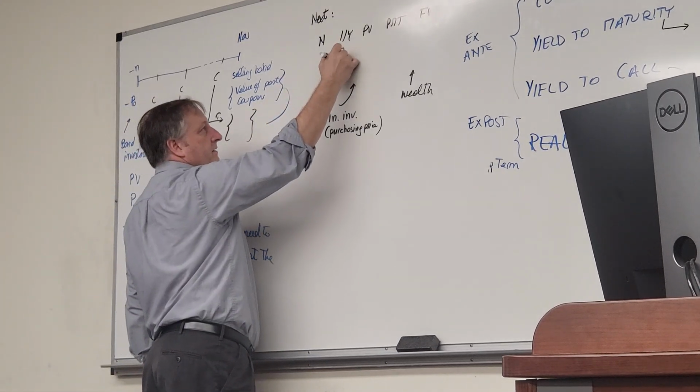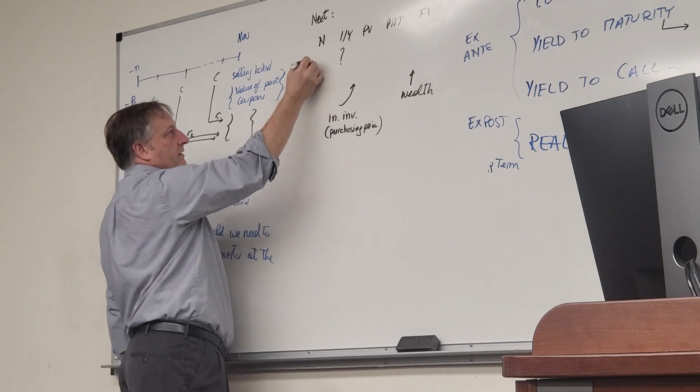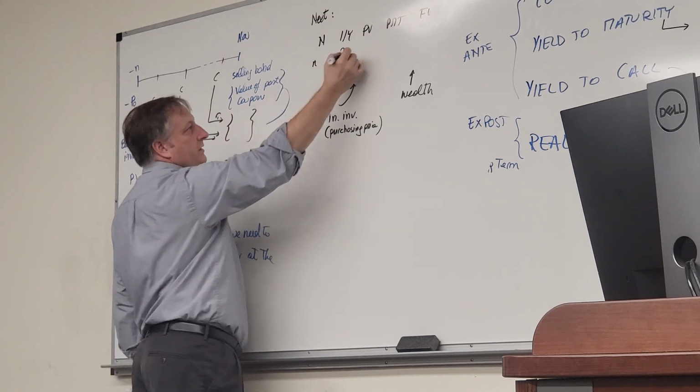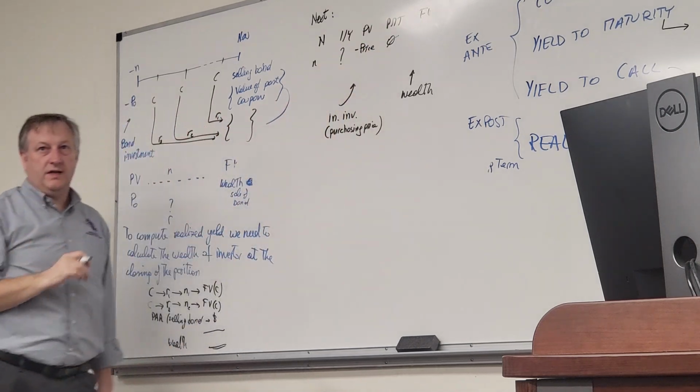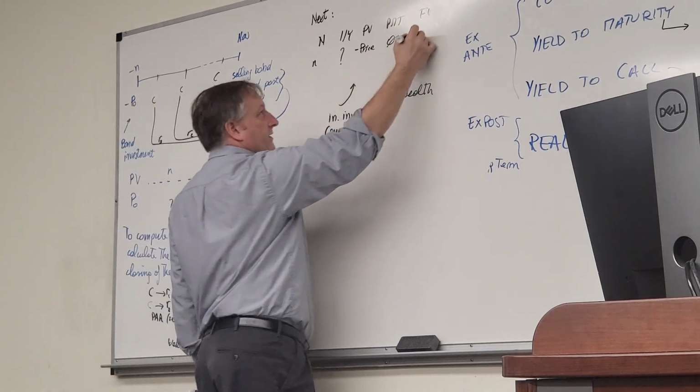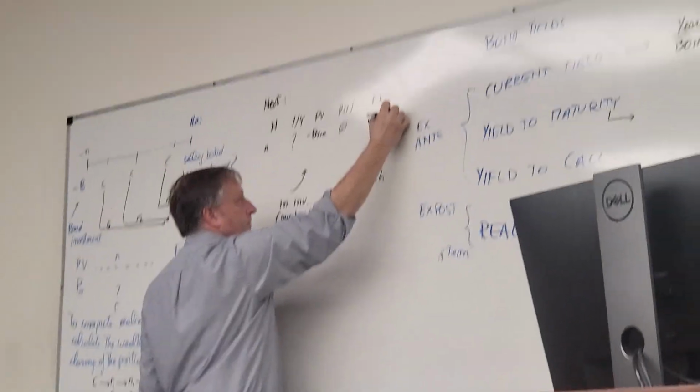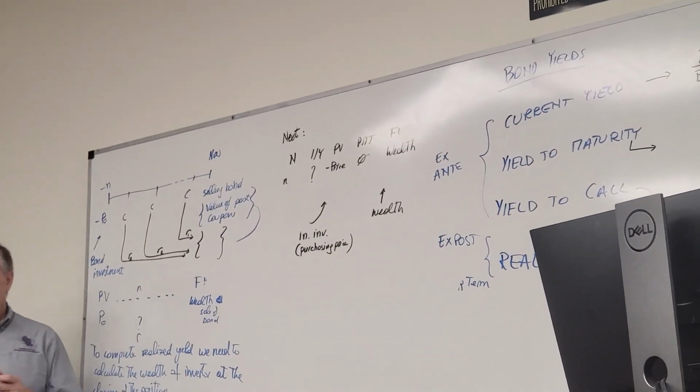The realized yield is going to be this number right here. This is the number of years you held the position minus the price. This is going to be 0, you treat that as a lump sum, and this is your wealth at the end. Okay.